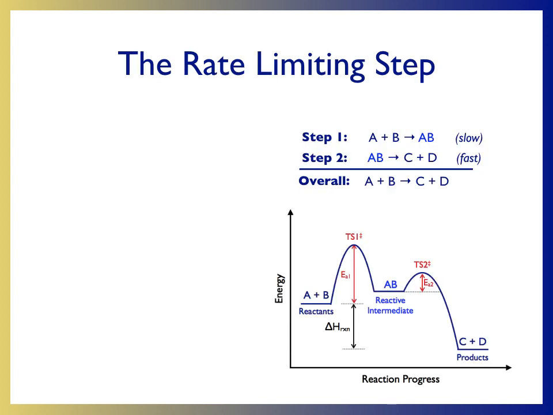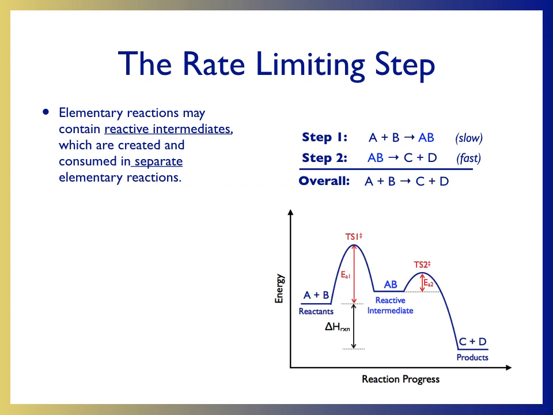In an elementary reaction, you may see reactant species and product species that appear in the overall reaction. You may also see reactive intermediates. Reactive intermediates are species that are formed in one elementary reaction and are usually used up in a second elementary reaction. Reactive intermediates tend to be what we call metastable or relatively unstable and cannot be isolated.